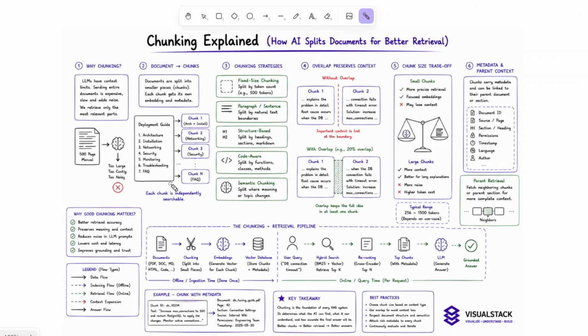Retrieval systems solve this by breaking documents into smaller pieces called chunks. But where should those chunks begin and end? Surprisingly, that decision has a major impact on the final answer quality.